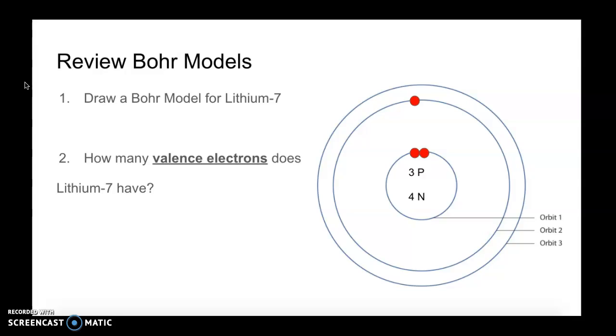How many valence electrons does it have? Look on the outermost ring. I see 1 valence electron. So lithium has 1 valence electron.